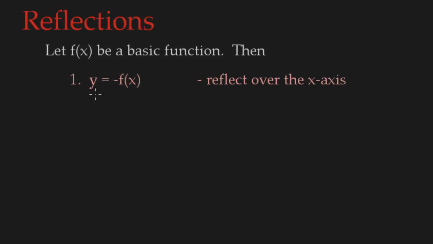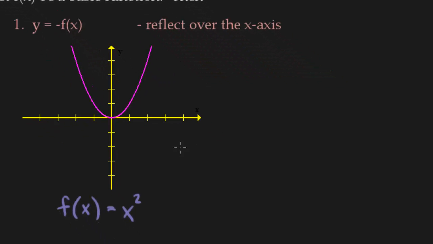The first type has the form y equals the basic function with just a negative sign out front, and it's going to be a reflection. You're going to take your basic graph and reflect it over the x-axis. So let's take a look at an example. We have our basic function, f of x equals x squared. So if I wanted to graph y equals negative x squared, then this negative just means reflect over the x-axis.